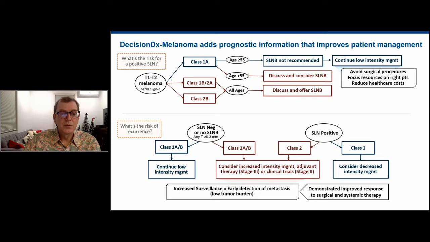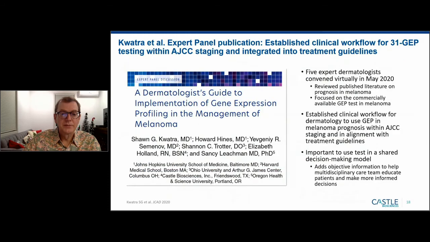Your sentinel lymph node biopsy negative patients or ones that were excluded from sentinel lymph node biopsy based upon the gene expression profile, when they are class 1A or class 1B, those would be ones that could be followed by dermatology only. And the thinner melanomas that do come back with gene expression profiling that is concerning, those would be patients that you would want to upstage their management.